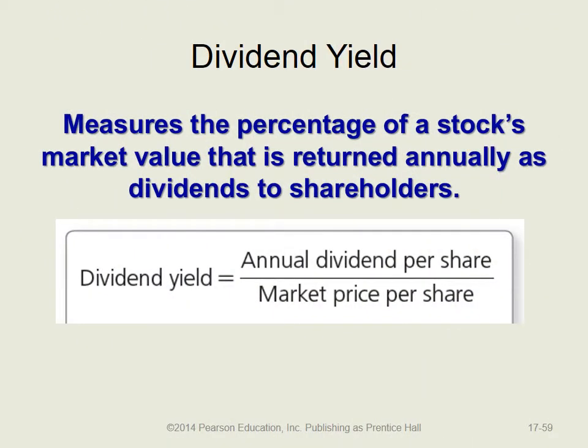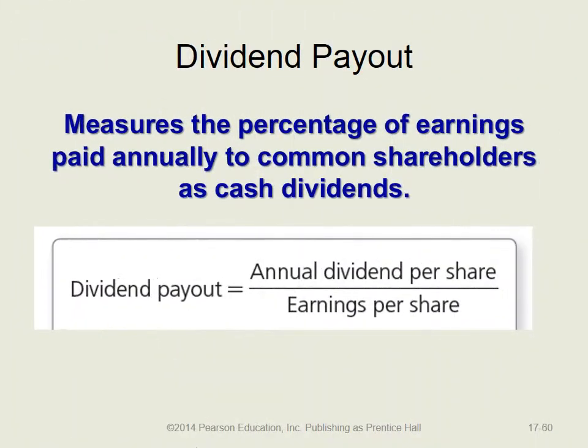The dividend yield measures the percentage of a stock's market value that is returned annually as dividends to the shareholders. It is computed as annual dividend per share divided by market price per share. And the dividend payout measures the percentage of earnings paid annually to common shareholders as cash dividends. It is computed as annual dividend per share divided by earnings per share.